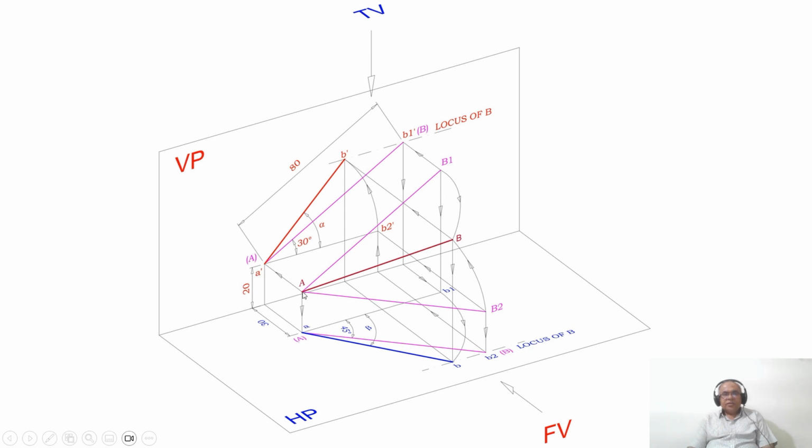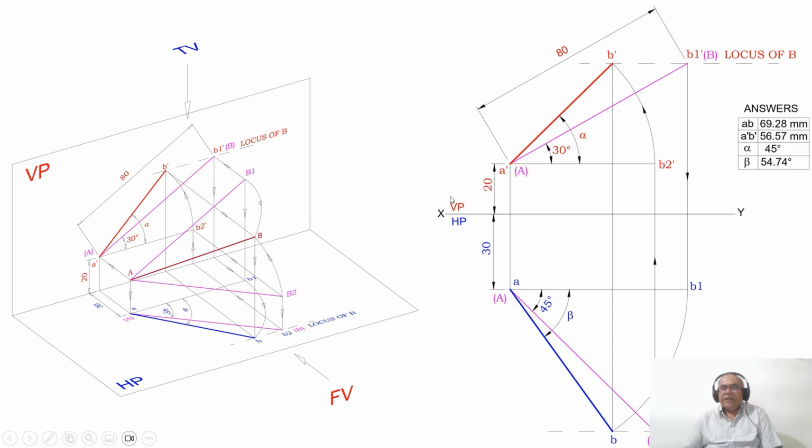So in other words, with A as center, taking the radius of AB2, you are rotating such that the image of this B is going to touch the locus of B line in the front view. So you mark that point as B dash, join A dash B dash with a dark line and show that notation as alpha. The length of A dash B2 dash is equal to the length of A dash B dash. So this is how you will be able to get the front view.